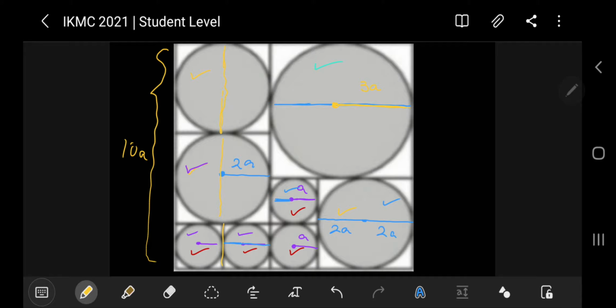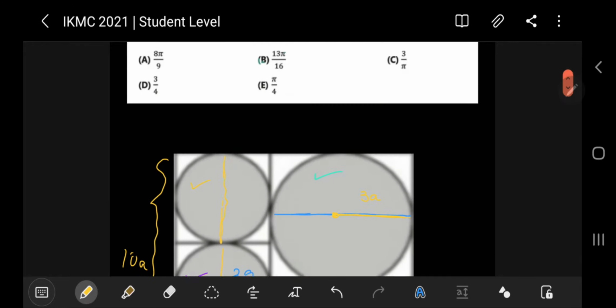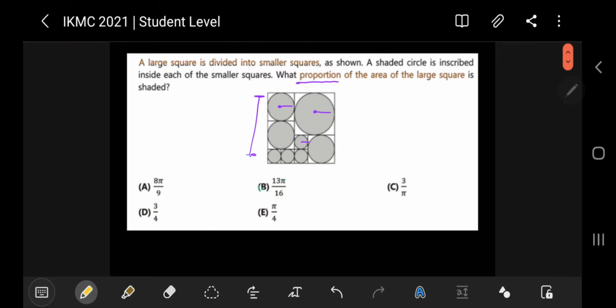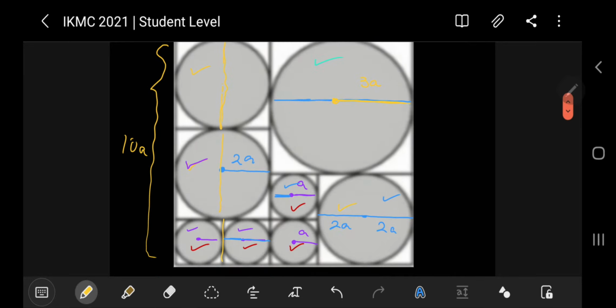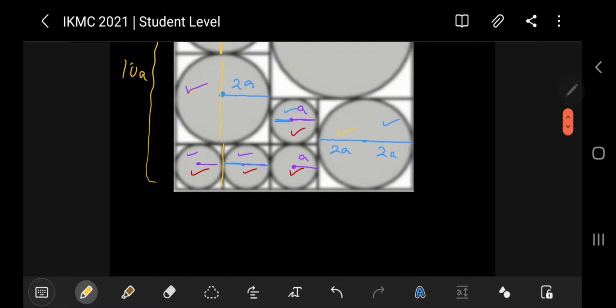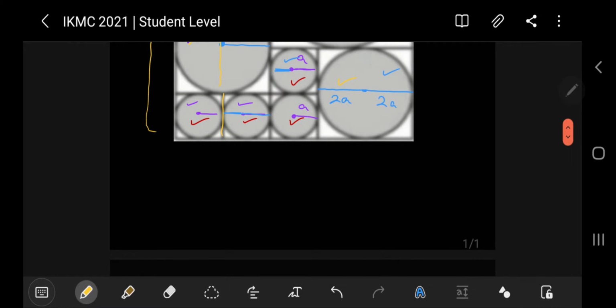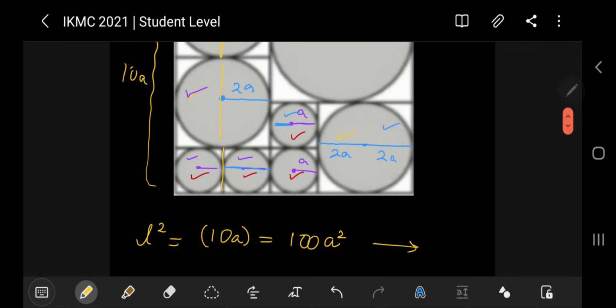We are ready. Now it's asking for the proportion of the area of the large square that's shaded. So first we need to find out the total area of the square. It'll be L squared, the area of the square, and since L is 10a, we can simply write this as 100a squared. So this is one thing. Now let's calculate the total shaded area.